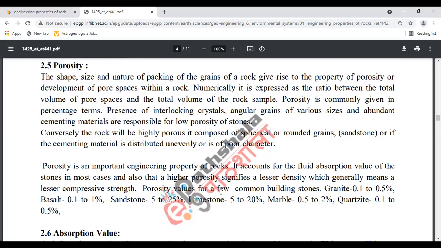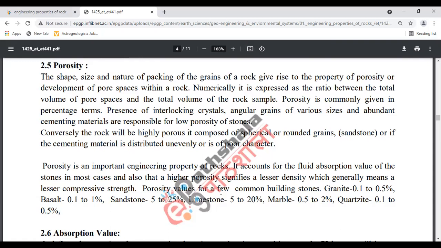Conversely, the rock will be highly porous if it is composed of spherical or rounded grain sandstone, or if the cementing material is distributed unevenly or is of poor character. Porosity is an important engineering property of rocks.